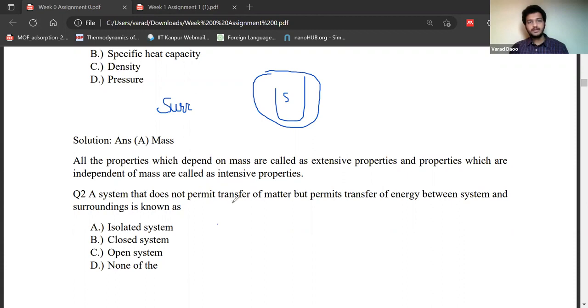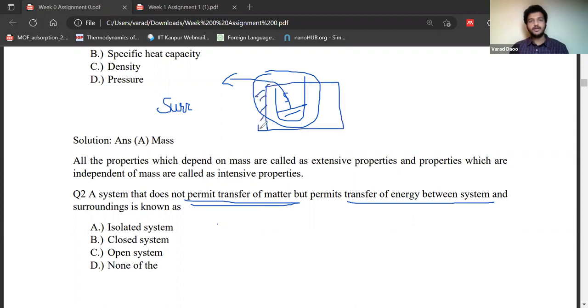Now what he is saying is, it permits transfer of matter. That means, let's say there is water, so this water can go from system to surrounding, right? But energy it cannot permit. That means this is an insulated system, where heat or work cannot cross the boundary. And then what he's asking is isolated system.